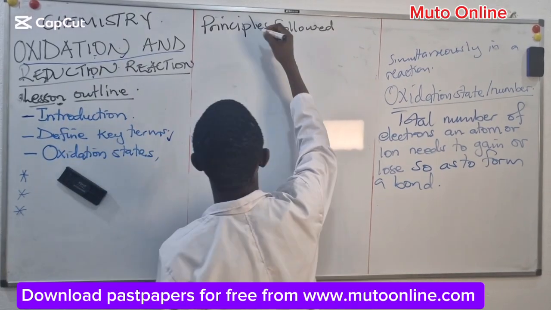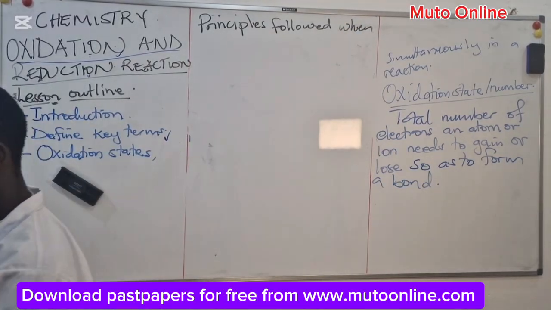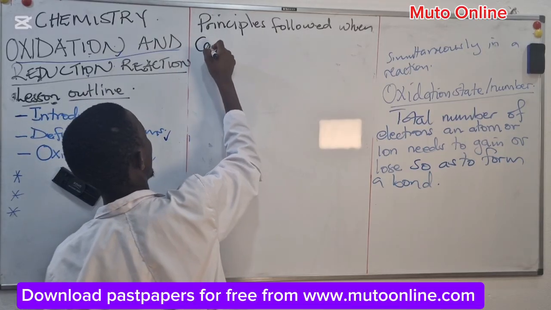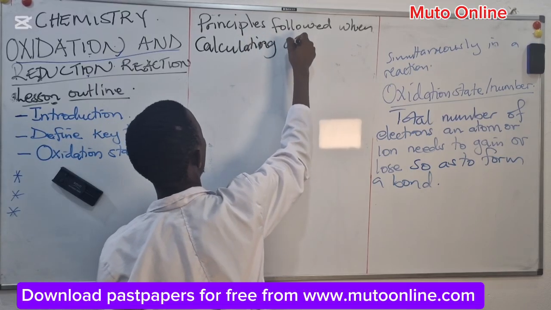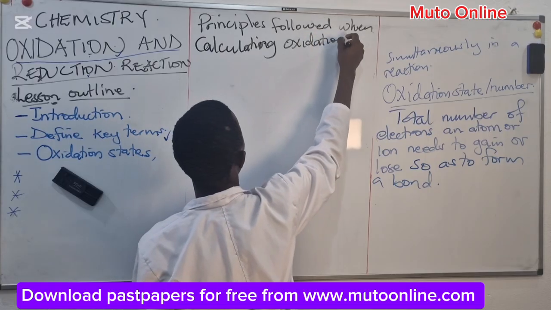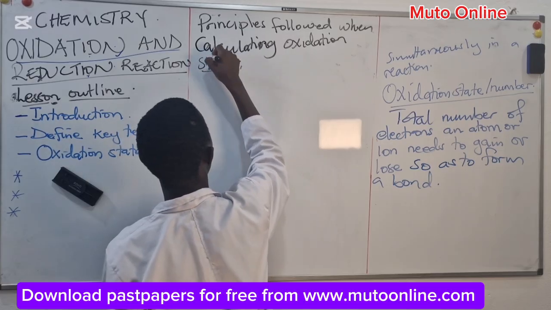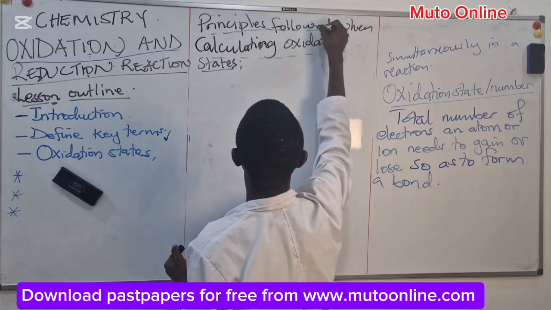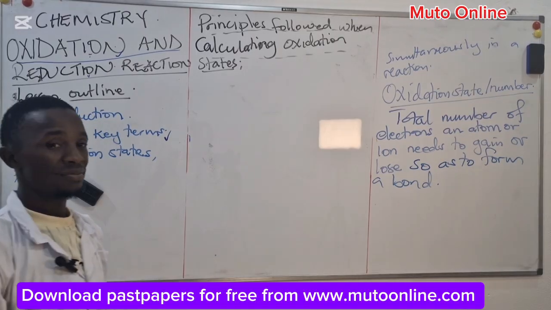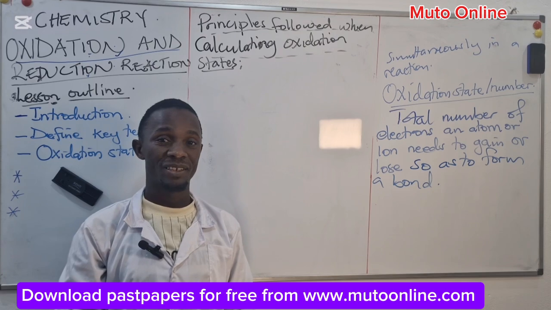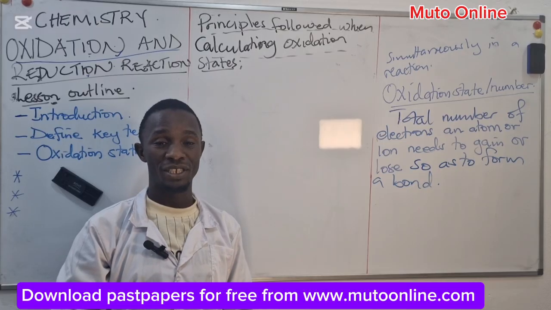So we are looking at the principles followed when calculating oxidation states. Members, they are simple and we should know them. When we fail to understand them, we shall not be able to calculate for the oxidation states.